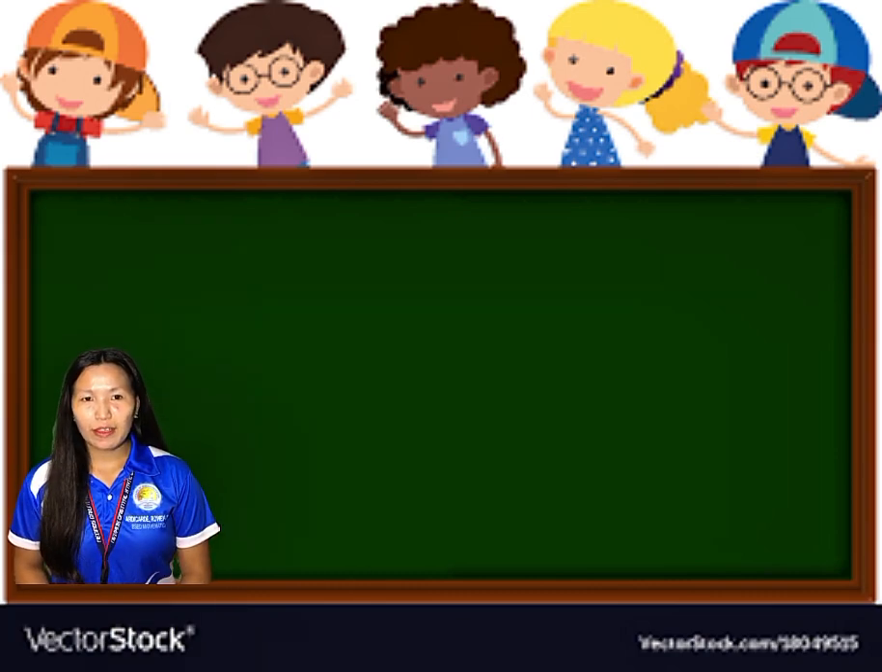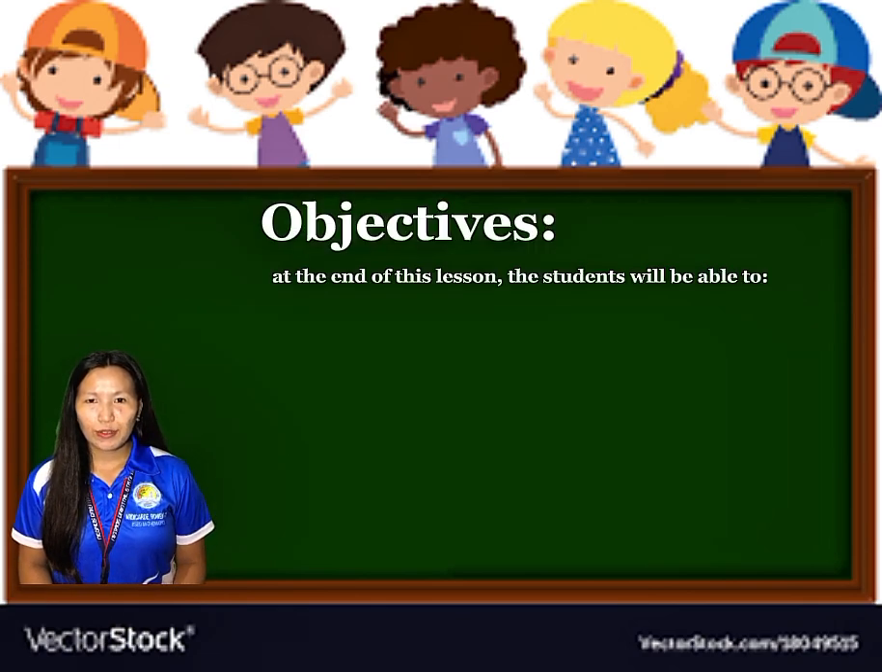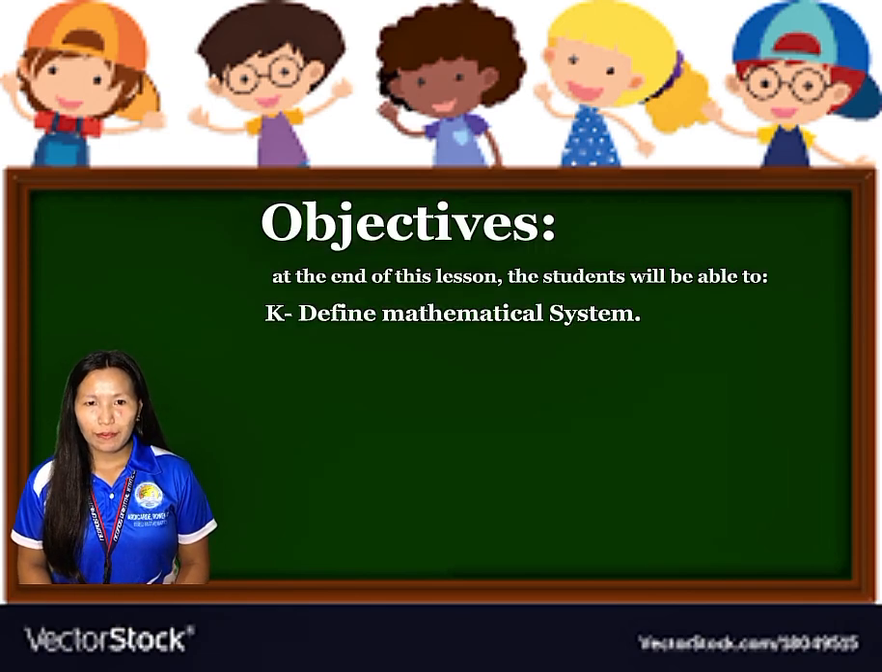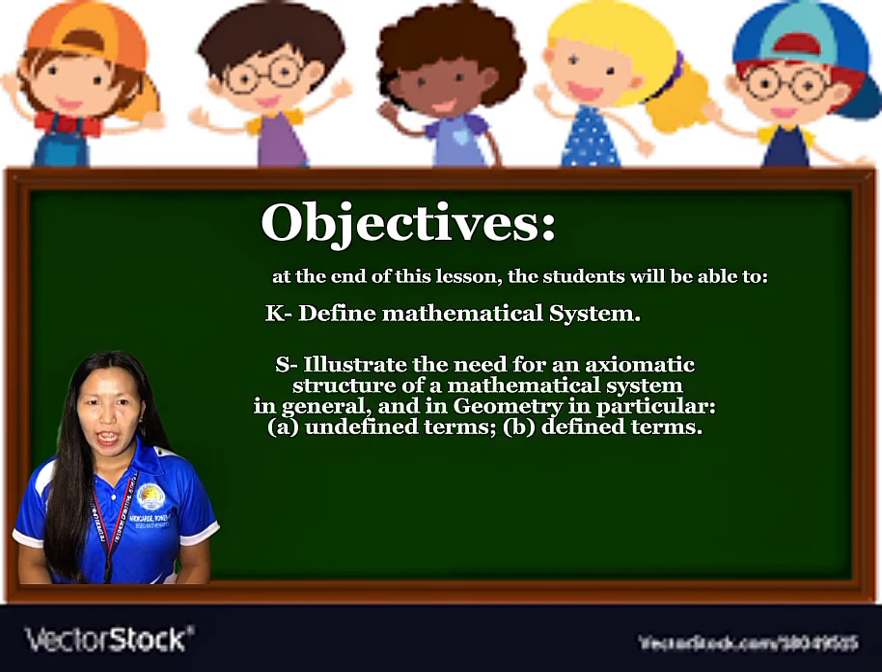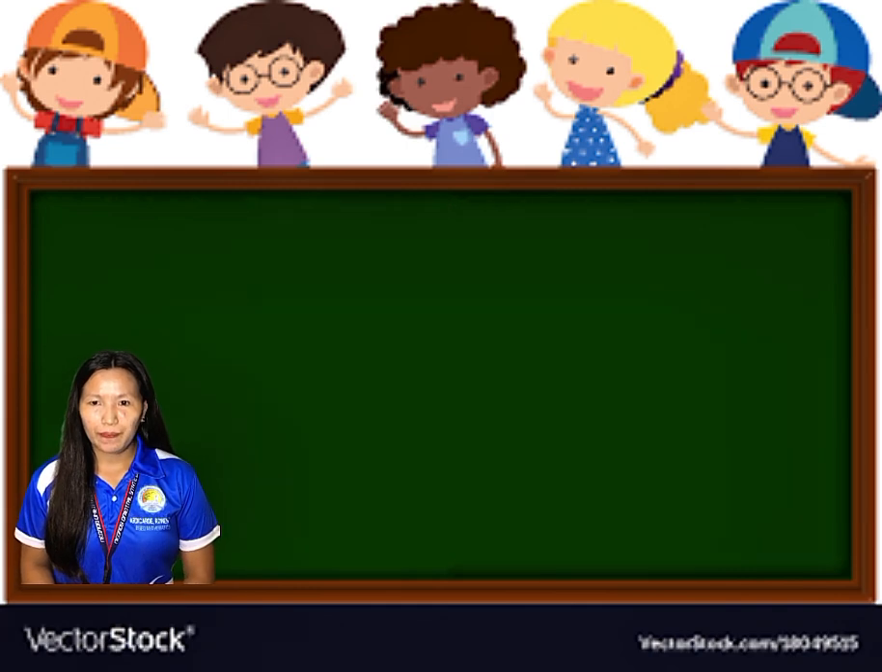But before that, let me read the objectives. At the end of this lesson, students will be able to define mathematical system, illustrate the need for an axiomatic structure of a mathematical system in general, and in geometry in particular, undefined terms and defined terms. Then, value the importance and usefulness of axiomatic structure in real-life situations.